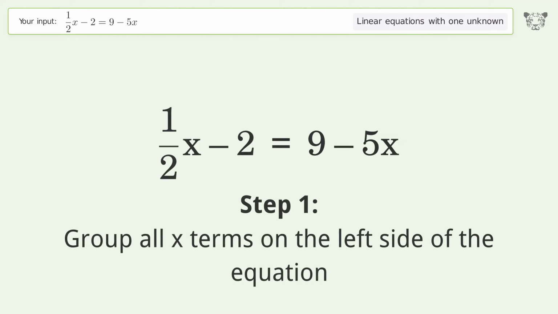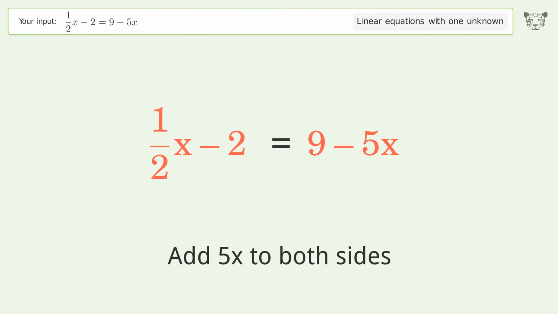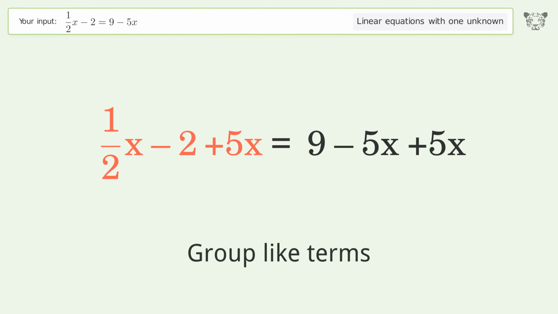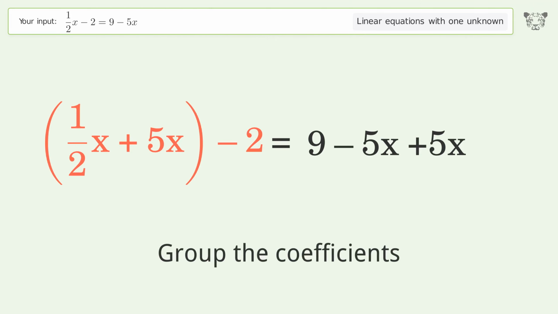Group all x terms on the left side of the equation. Add 5x to both sides. Group like terms. Group the coefficients.